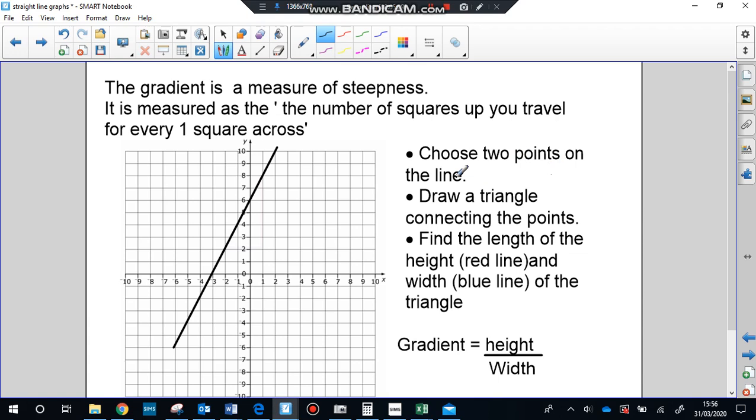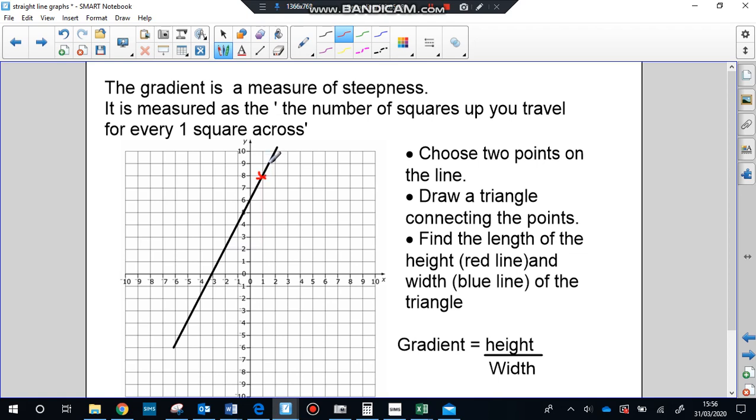They need to be points that go through an intersection of the line. So here, I've got a point that's going through the point 1, 8. So I'm going to choose this point here. Let me choose a different colour. I'm going to choose 1, 8 as 1 point.